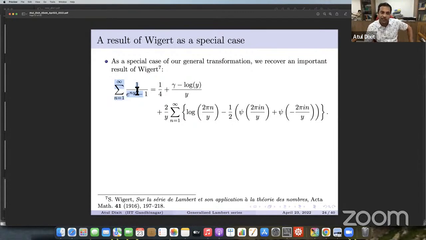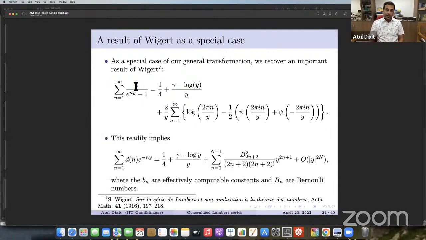This left-hand side is nothing but Lambert series associated with the identically one function. You can also write it in terms of summation d of n e raised to minus ny, right? This readily implies this result, the asymptotic expansion for summation d of n e raised to minus ny. This is there in Titchmarsh's book, and many, many papers we'll see. People derive this using residue integration, residue calculus. So you start with this, use Perron's formula, you write it in terms of contour integral, you shift the line and get the residues and everything.